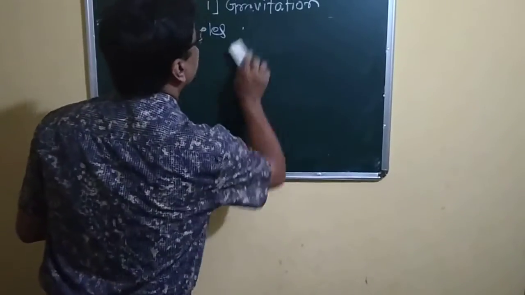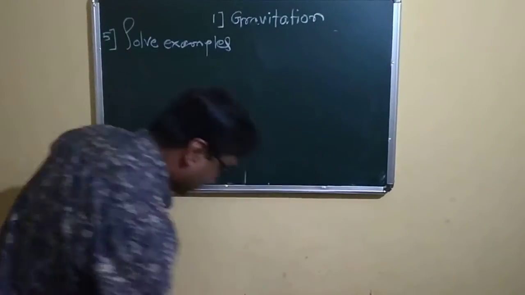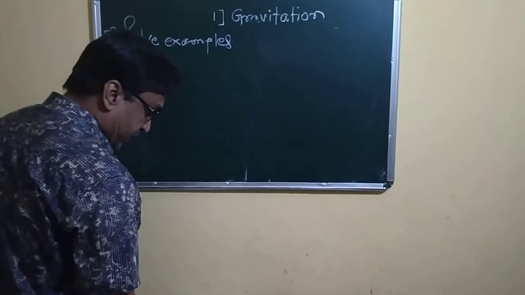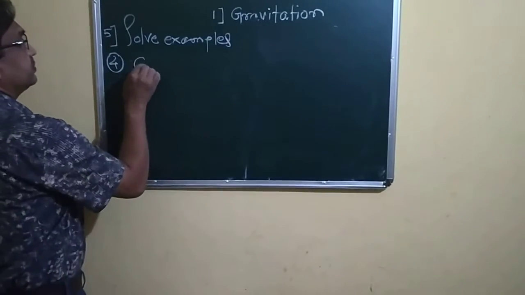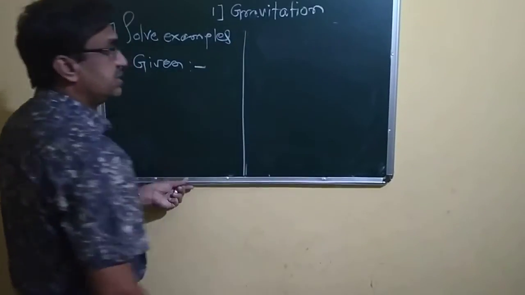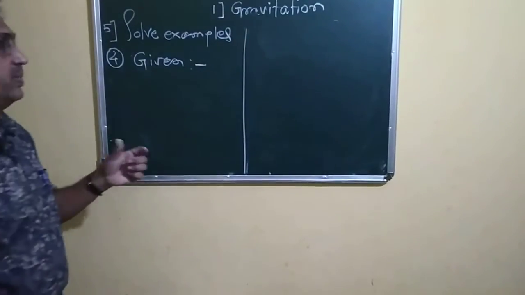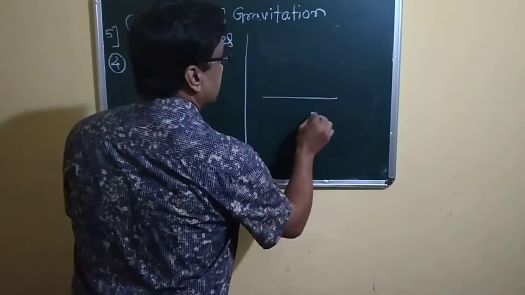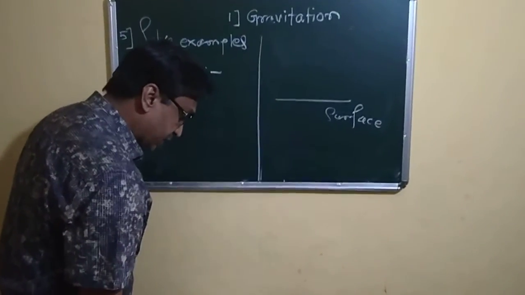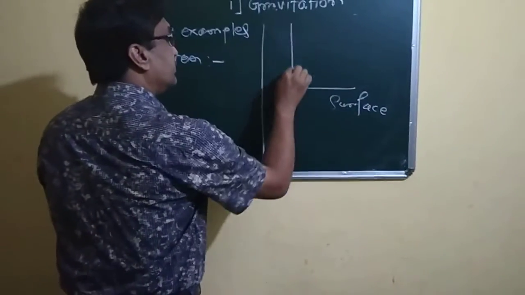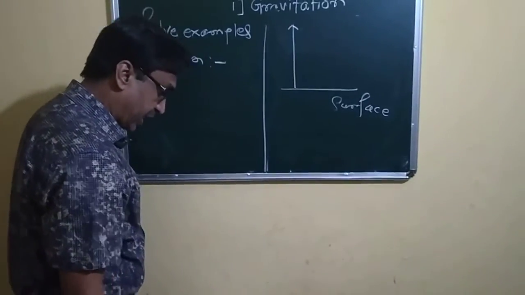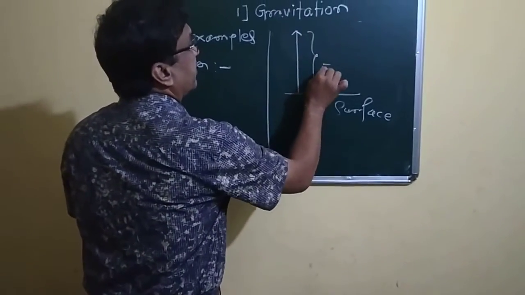the fourth example. What is given? An object is thrown vertically upwards. Before solving this example, we have to imagine the situation. This is the surface. An object is thrown in the vertically upward direction and reaches a height of 500 meter. Its height is 500 meter.